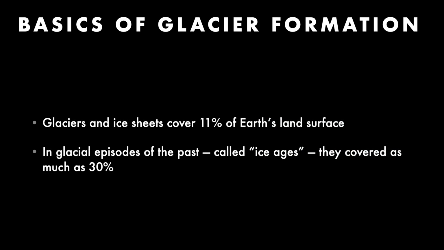Glaciers and ice sheets cover 11% of Earth's land surface, and throughout our history they've covered different percentages of our surface. So for example, in past ice ages they've covered as much as 30% of Earth's land surface. So there's a give and a take there, and we'll talk about climate a little bit later in this lecture.